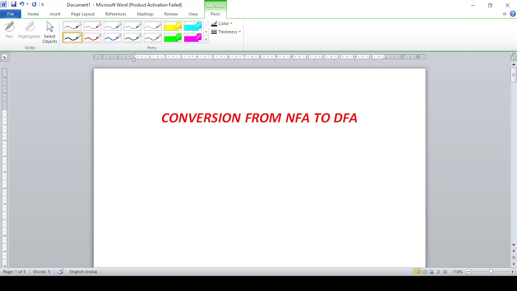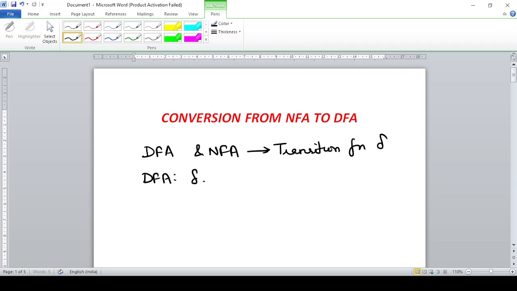Alright. So first of all you must know what the basic difference between NFA and DFA is. As I told you in the beginning, the only difference between DFA and NFA lies in the transition function delta. For a DFA, delta is a mapping from Q cross sigma to Q. That means for every state and every input symbol there will be a transition to only a single state.